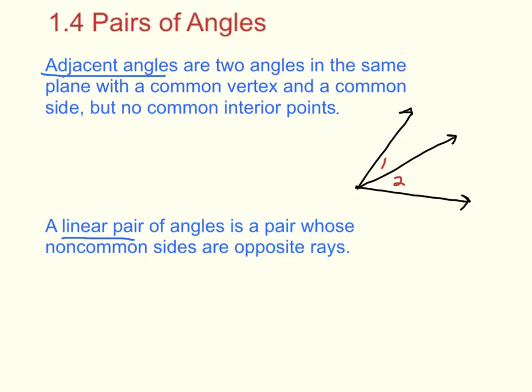A linear pair of angles is a pair whose non-common sides are opposite rays. So if I have an angle 3 and angle 4, they're adjacent. They're right next to each other. Here's the easiest way to look at them. They're adjacent angles whose non-common sides, this side here and this side here, the sides that are not common, are opposite rays. Basically, these are two adjacent angles that form a straight line. So if you have a straight line and two adjacent angles, therefore you have a linear pair. Linear, it makes a line.